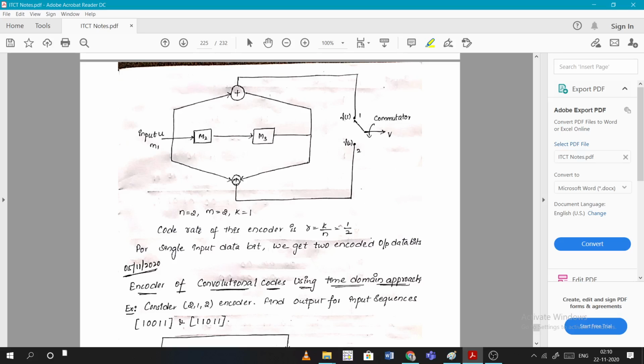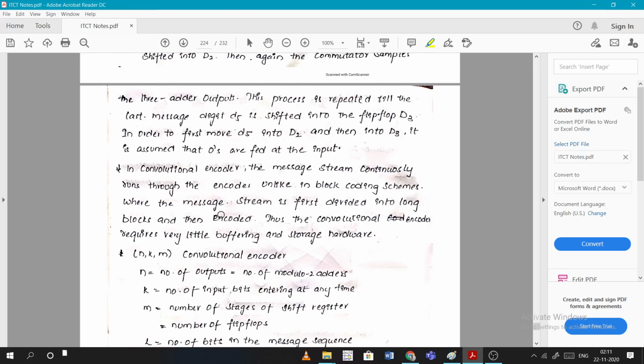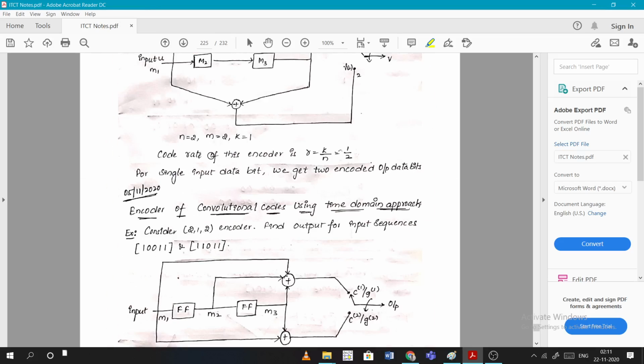And now coming to here, n is 2 because the total adders are 2, m is 2 flip flops, and 2 outputs basically. And k is 1 because one input is given at a time. So what is the code rate? That is k by n, that is 1 by 2. For a single input bit, we'll get 2 encoded output data bits. So the rate efficiency or code rate is the same thing, right?